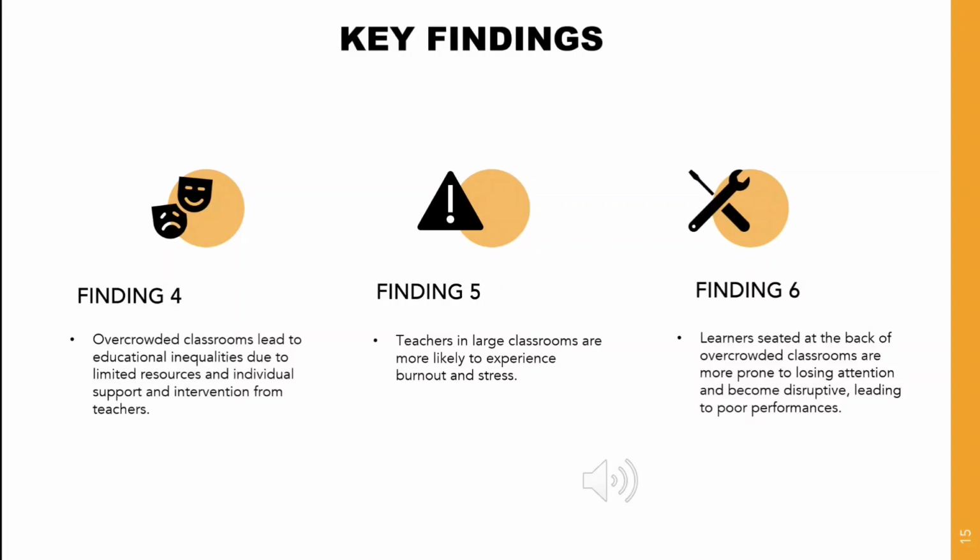Finding number 4, overcrowded classrooms lead to educational inequalities due to limited resources and individual support as well as intervention from teachers. Finding number 5, teachers in large classrooms are more likely to experience burnout and stress. Finding number 6, learners seated at the back of the classroom are more prone to losing attention and becoming disruptive, leading to poor performance.